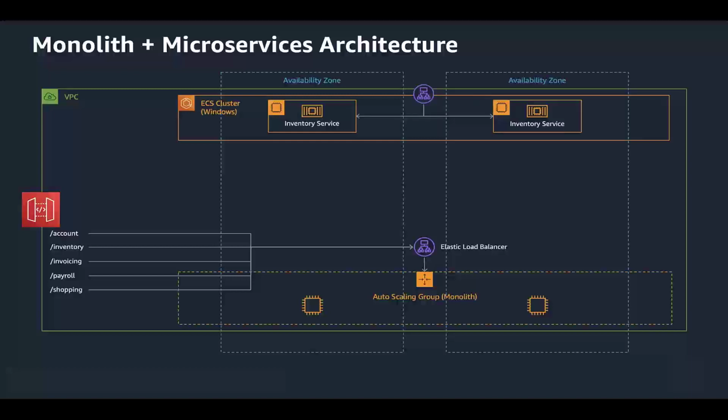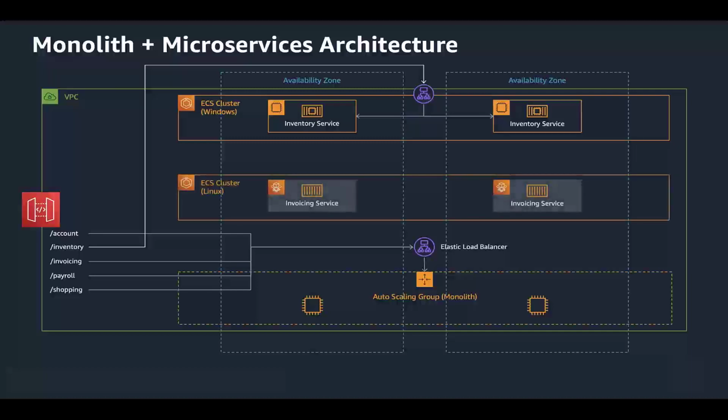We'll include a load balancer to distribute traffic among the containers. ECS makes this really easy to set up. Finally, we'll update the API gateway to send the inventory route to the microservice. This way, we maintain API compatibility. The API clients don't need to update their code to start using the microservice.